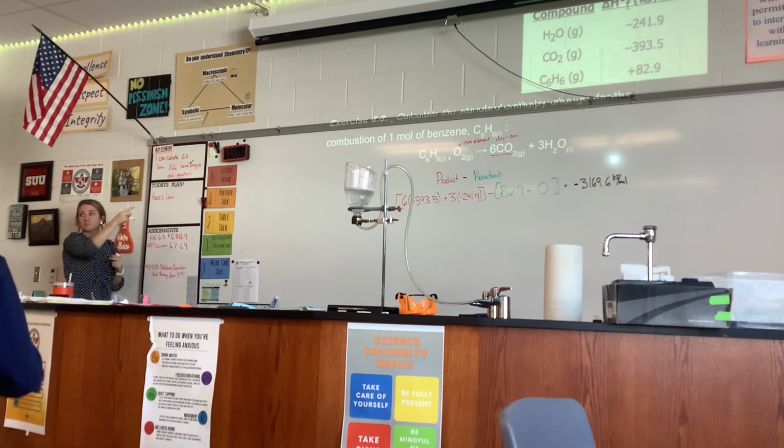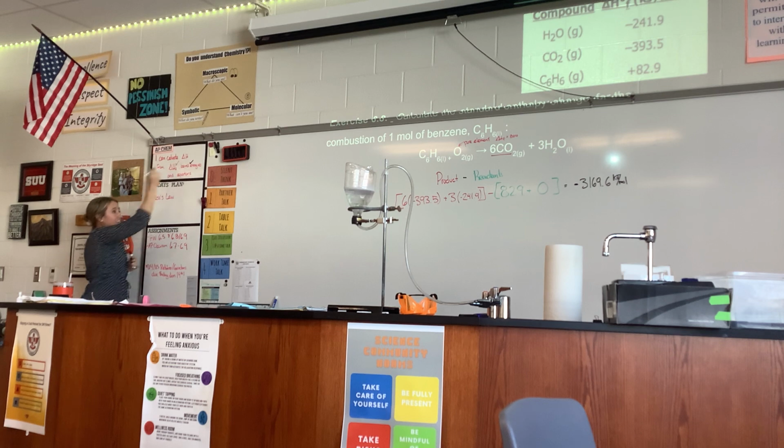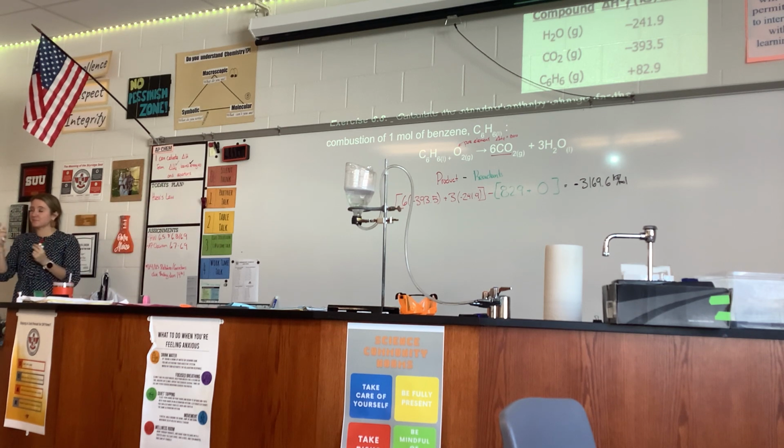Okay, so bond energies was drawing the Lewis structures, bonds broken minus bonds formed. Delta HF is this method of products minus reactants. And then our last one we're going to learn is from an equation.